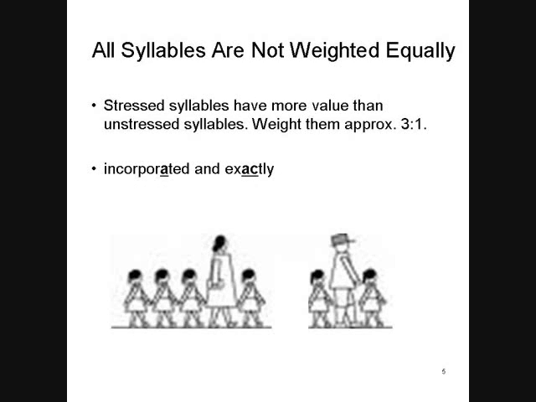Now we'll look for a minute at the syllables and how they're weighted within those words. And we have to remember that all syllables are also not weighted equally. Stressed syllables have more value than unstressed syllables in terms of our hearing, and we weight them at approximately 3 to 1 as well. So we have, for example, incorporated with the aid becoming quite strong, and exactly with the ac becoming quite strong.